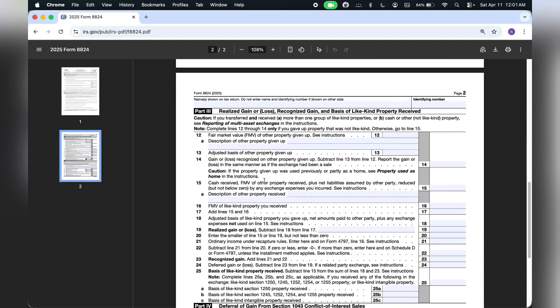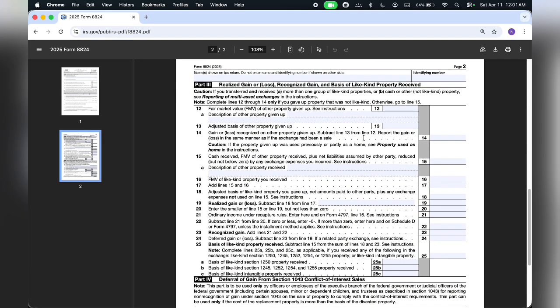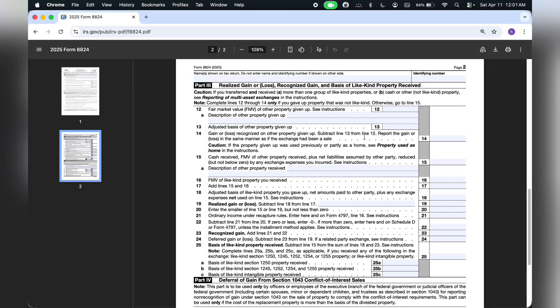So this is where you calculate the financial details. You'll start by entering the fair market value of the property that you gave up, then its adjusted basis. The form will guide you to calculate your gain or loss. And if you receive cash or other non-like-kind property, you'll include that as well. Then continue following the lines to calculate your realized gain and recognized gain.